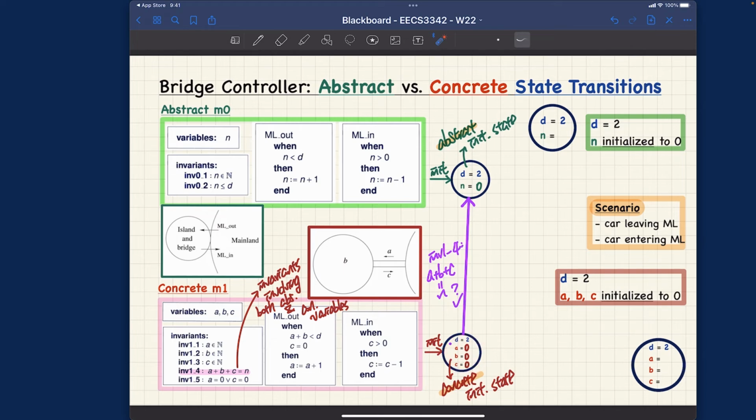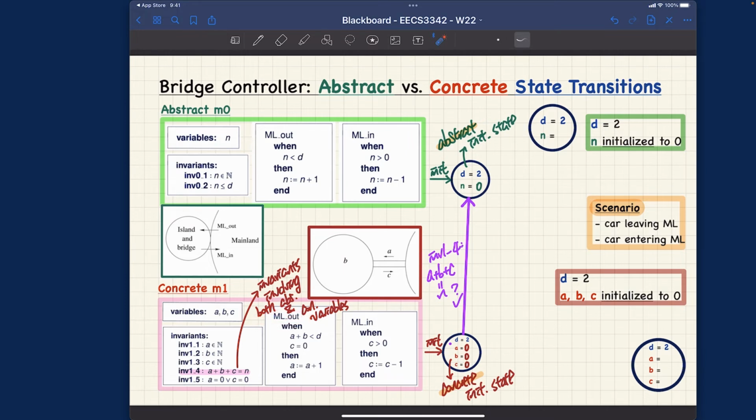You can see in order for you to invoke MLN, C must be larger than 0. Apparently, C is not larger than 0 in the beginning. So that means in the initial states, MLN is actually disabled. So the only event that would be enabled in a concrete state, and similarly in the abstract state, is the ML out over here. Right?